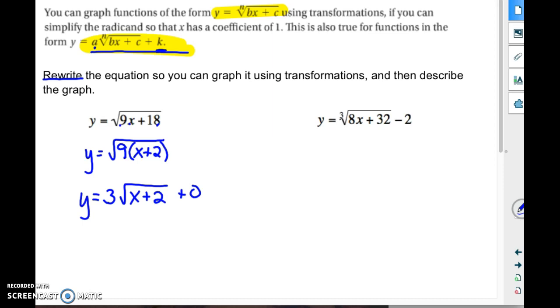So what this tells us is we have a stretch factor 3, and we translate left 2.